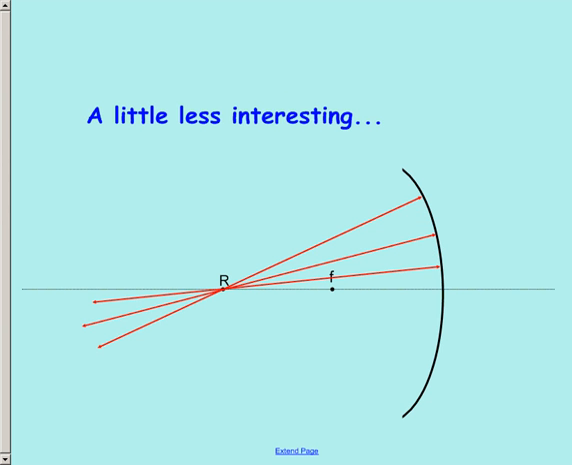And then the second rule, when it goes through the radius of curvature, is a little less interesting, not so much fun. It just bounces straight back out. So anywhere that light is coming from goes right back through that point. So don't need to draw those, just something kind of interesting.